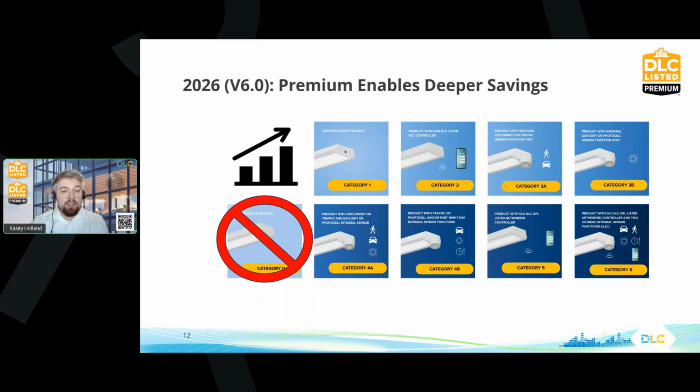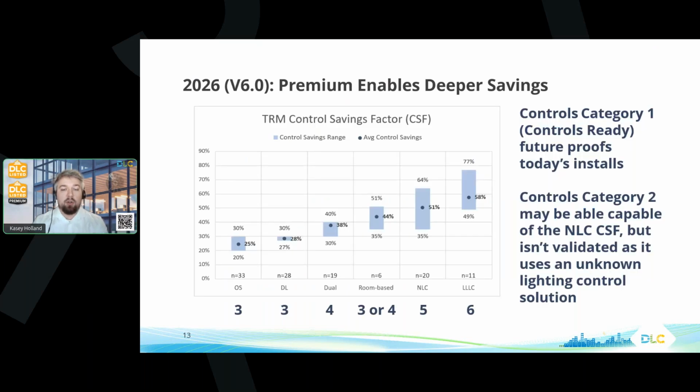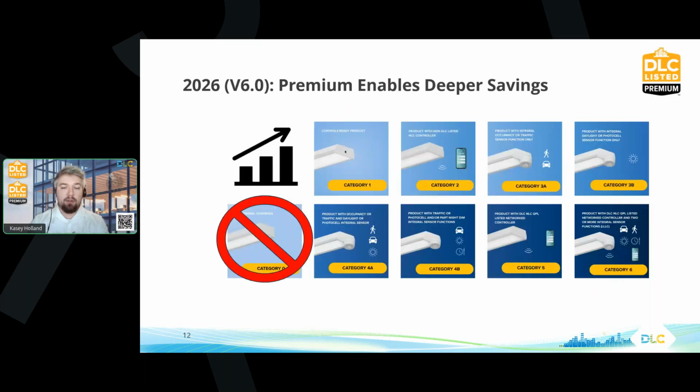So all of these products from category 1 through 6 are understood to either be ready to include integral controls in the future, a receptacle that's on the product and fits with known savings functionalities, and integral sensors that enable these deeper energy savings, right? From things like occupancy sensing all the way up to the LLLC, right? And so the question really becomes, how do these controls categories help me, as a utility? How do I know what to do with these things?